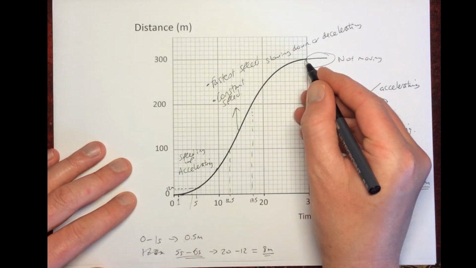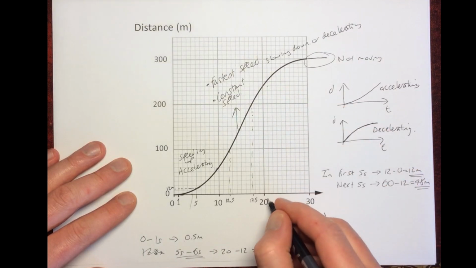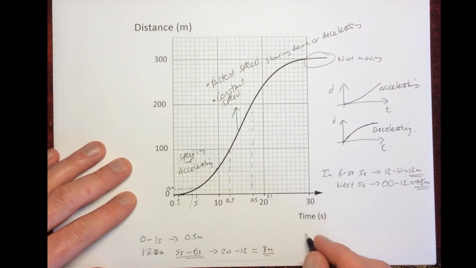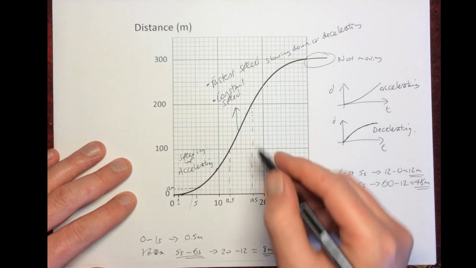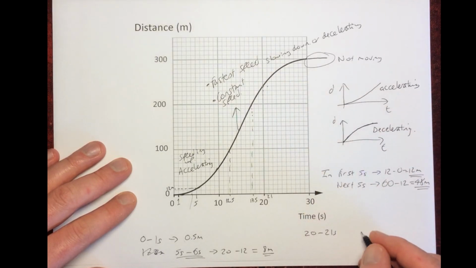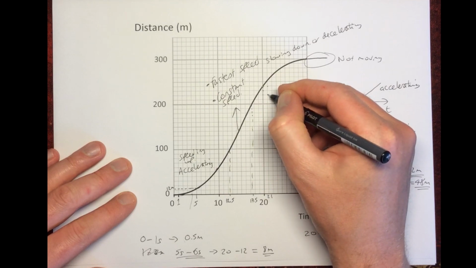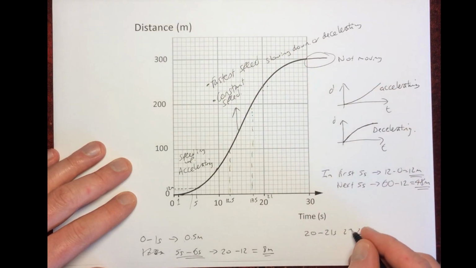And the same can be said here. If you look between 20 and 21 seconds, we're going from 240 meters up to 250 meters. Yeah, so we've gone from 240 up to 250, which equals 10 meters. So in 1 second we travel 10 meters.